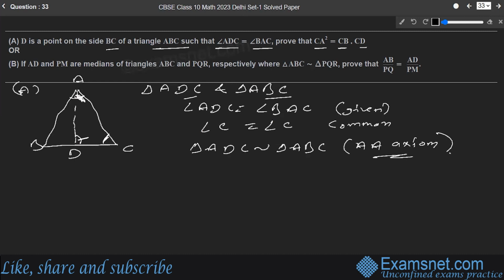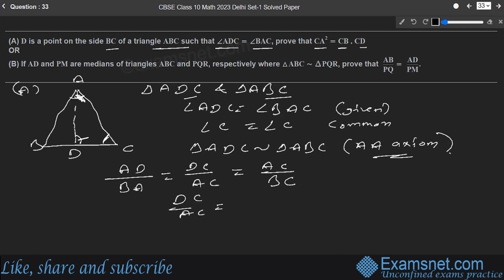Let us keep on writing the corresponding sides. AD will be corresponding to BA, so it will be equal to DC, whose corresponding side is AC, and it will be equal to AC, whose corresponding side is BC. So these corresponding sides have an equal ratio. So we can simply relate DC by AC is equal to AC by BC. DC by AC is equal to AC by BC. And if we cross multiply here, what do we get?